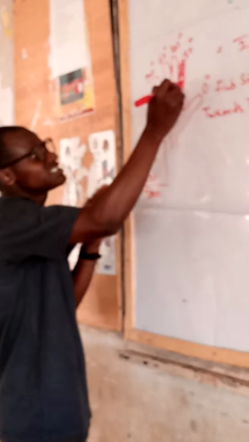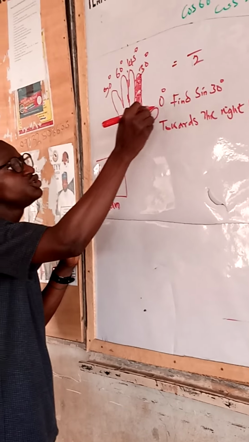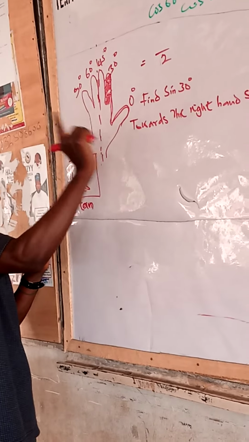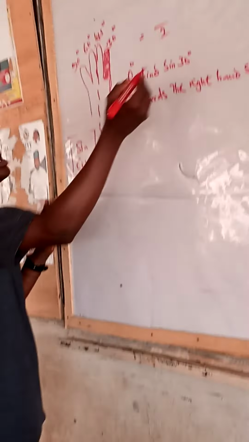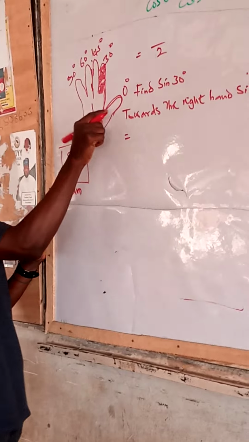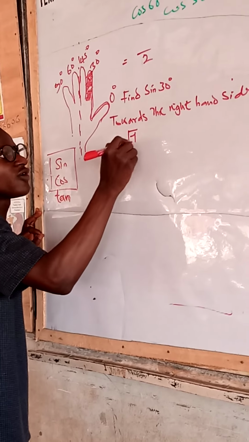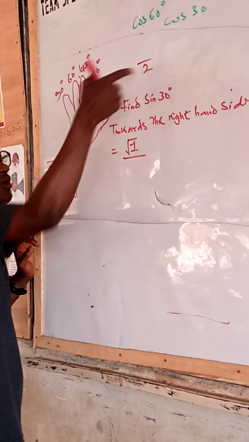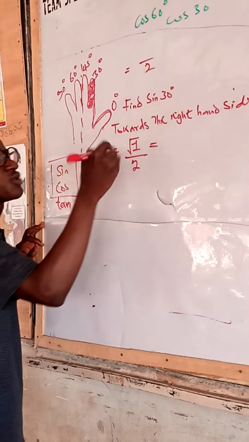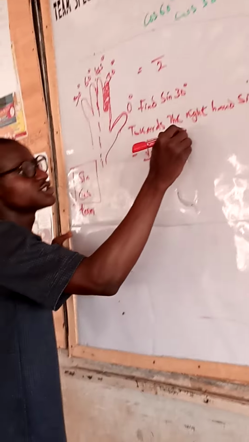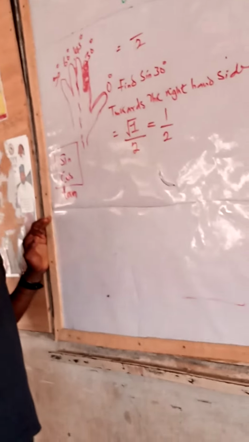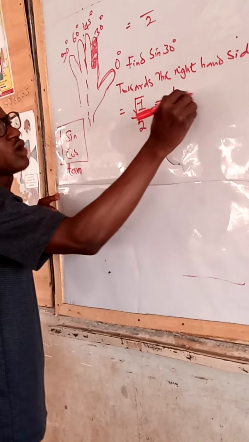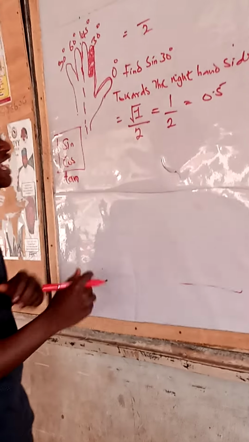Now, look at it. How many fingers did you not shade towards the right side? You will find that it is just a single finger you did not shade. So that finger you did not shade is the square root of 1, all over 2, since whatever we get is divided by 2. So we have root 1, which is 1, all over 2. If you press your calculator, you will find that sine 30 degree is equal to 1 over 2, which is 0.5.